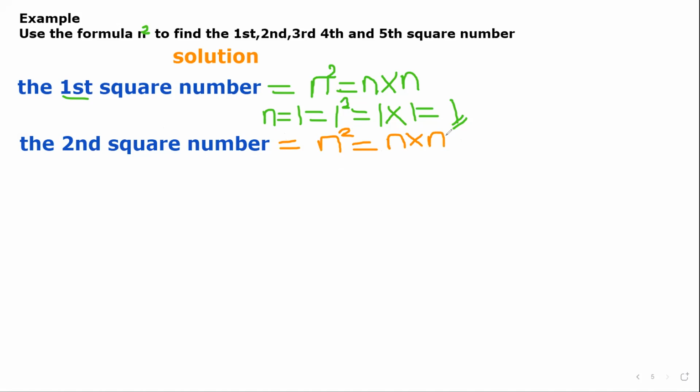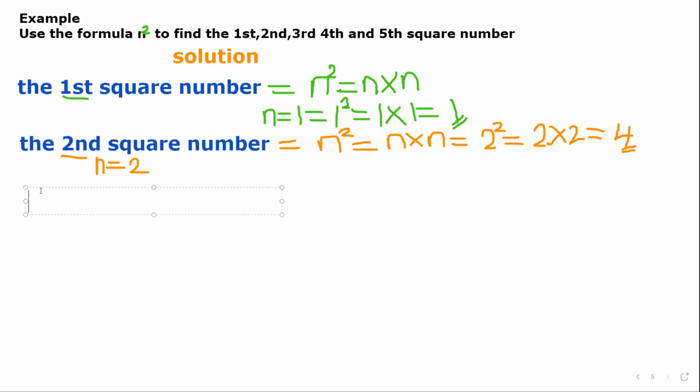And here n is what? The n is 2. So we are going to use the 2, and we write it here. So here our n is 2. So you substitute the 2 into the formula, and then we have 2 square, which is the same as 2 multiplied by itself. When a number multiplies itself, you get what? A square number. So 2 times 2 gives you what? 4. So 4 is the second square number.